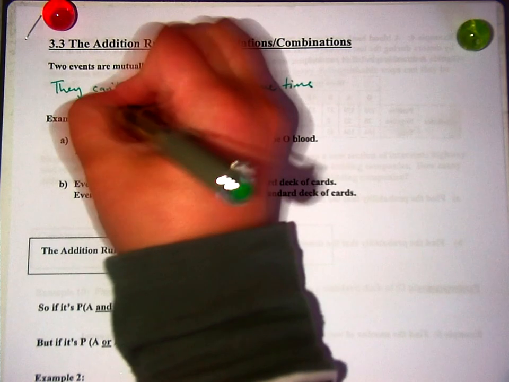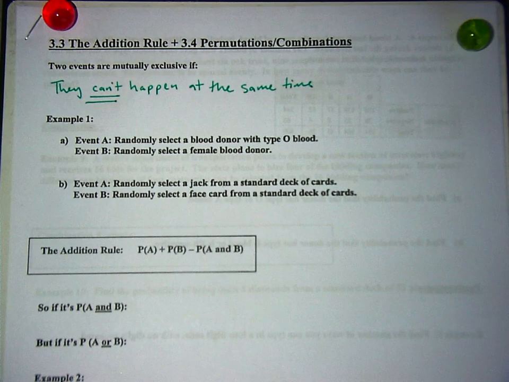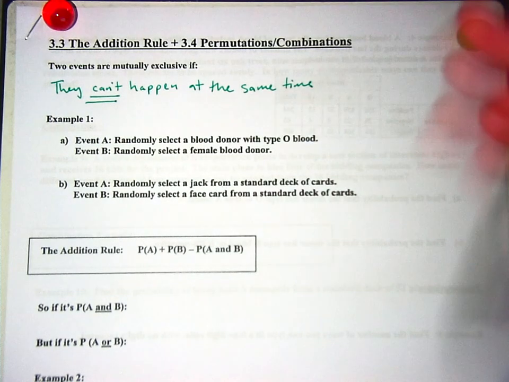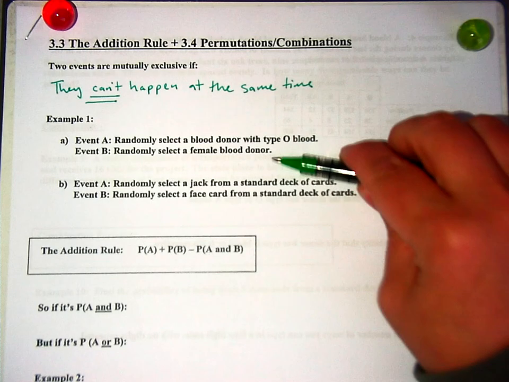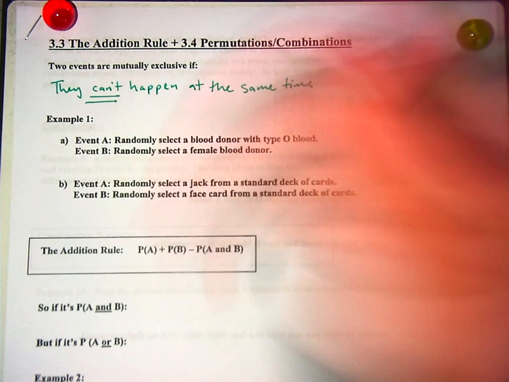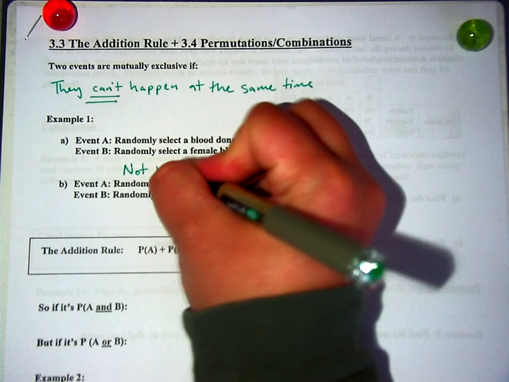It's confusing because mutually exclusive means that it can't happen. So, could you select a person who has type O blood and select a female person at the same time? Yes, a woman could have type O blood, right? So this is not mutually exclusive because it could happen at the same time.